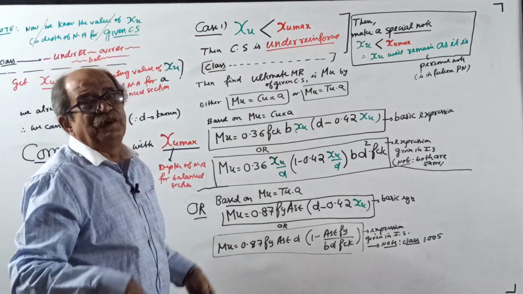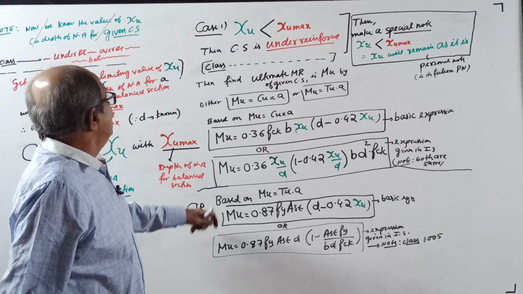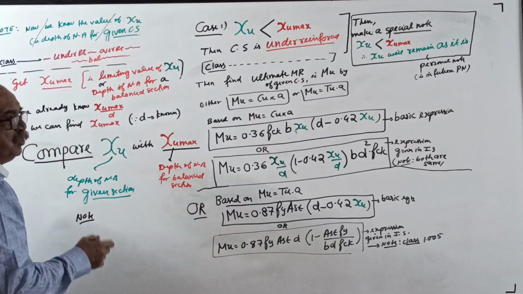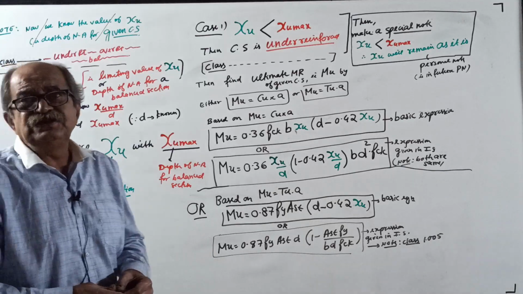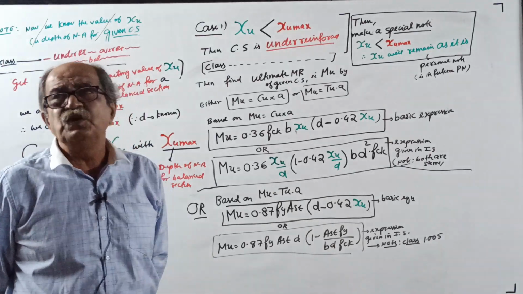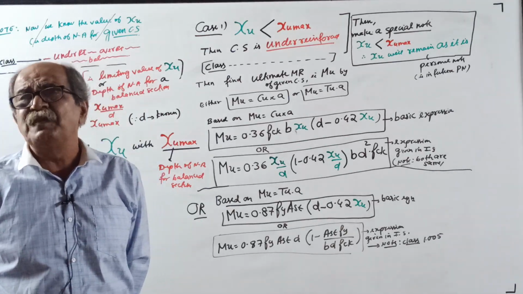Two cases are possible. You can write one note here. Note. Now, two cases are possible. Case 1, XU less than XU max. Case 2, XU more than XU max.